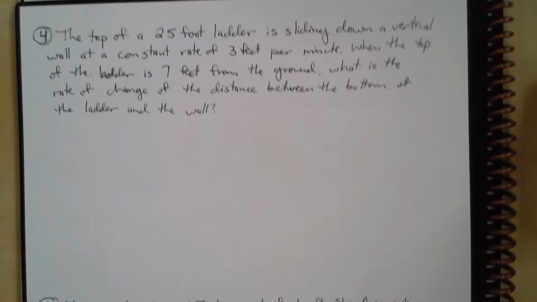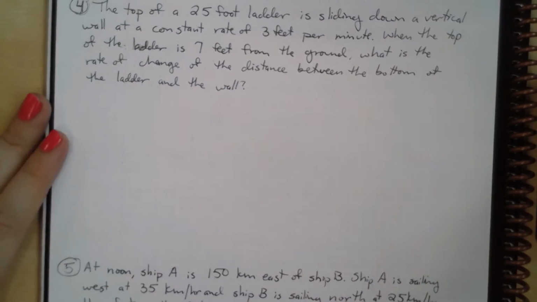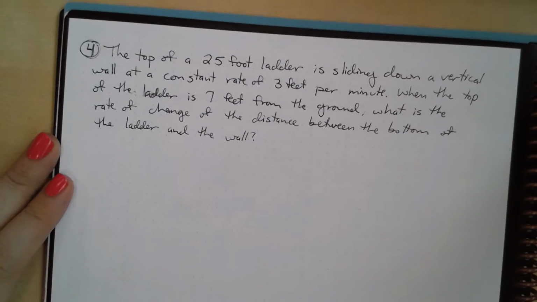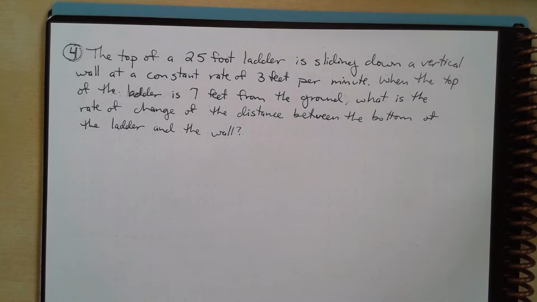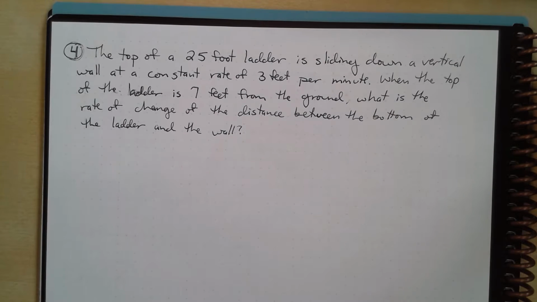I think I've got 4 more to go through. So, kind of a long video, but hopefully you can stick through it, or just watch it sped up, I don't care. The top of a 25-foot ladder is sliding down a vertical wall at a constant rate of 3 feet per minute. When the top of the ladder is 7 feet from the ground, what is the rate of change of the distance between the bottom of the ladder and the wall?